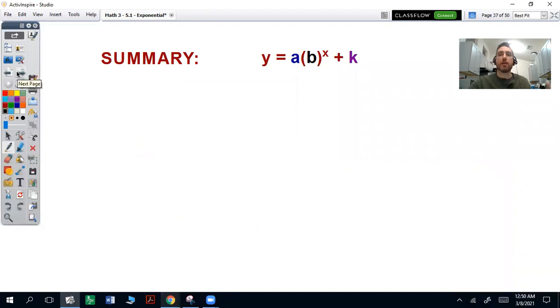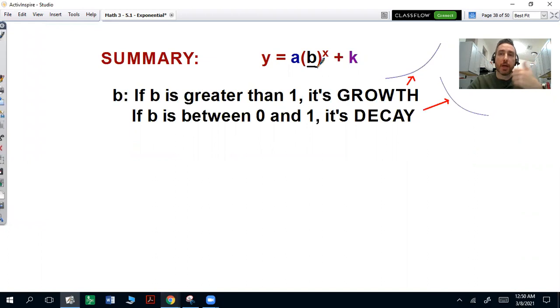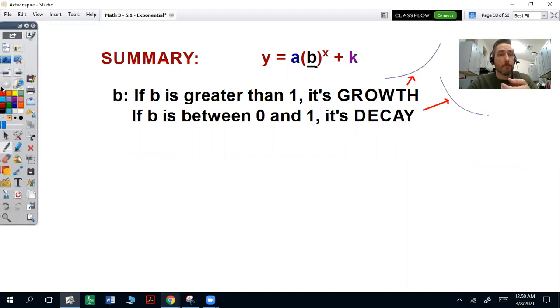So to summarize all that up, if the value of b in the parentheses, your base, is greater than 1, we have a growth problem. If it's between 0 and 1, it's going to be decay. It's going to go down as it goes to the right.